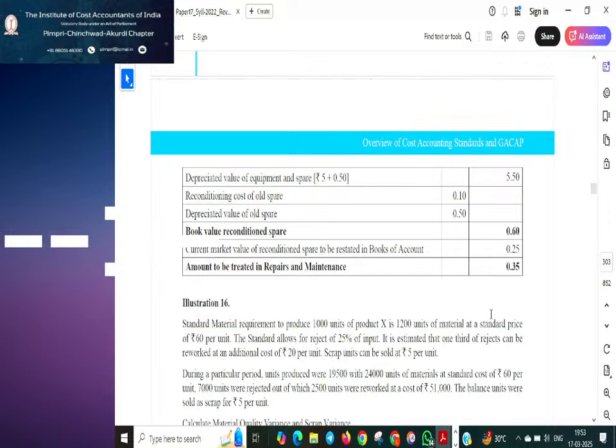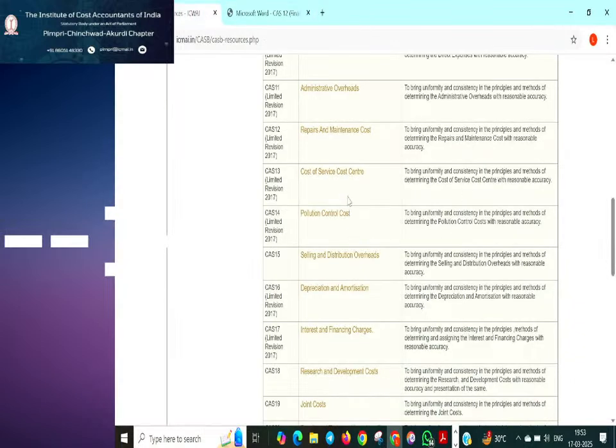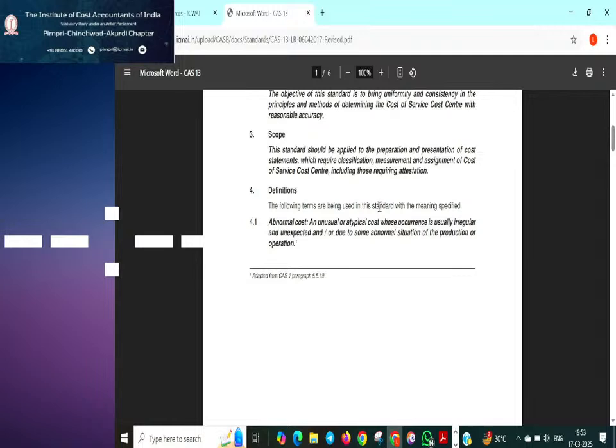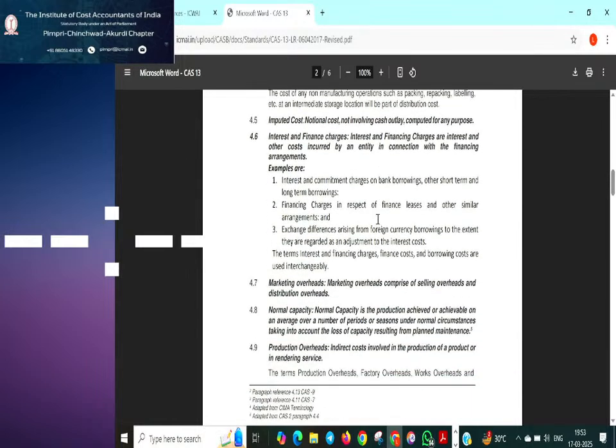Okay, let's continue. Yes, so we have seen till cost accounting standard 12. Coming to cost of service cost center, which is being discussed in cost accounting standard 13. What about cost of service cost center? That which provides services to other production departments.